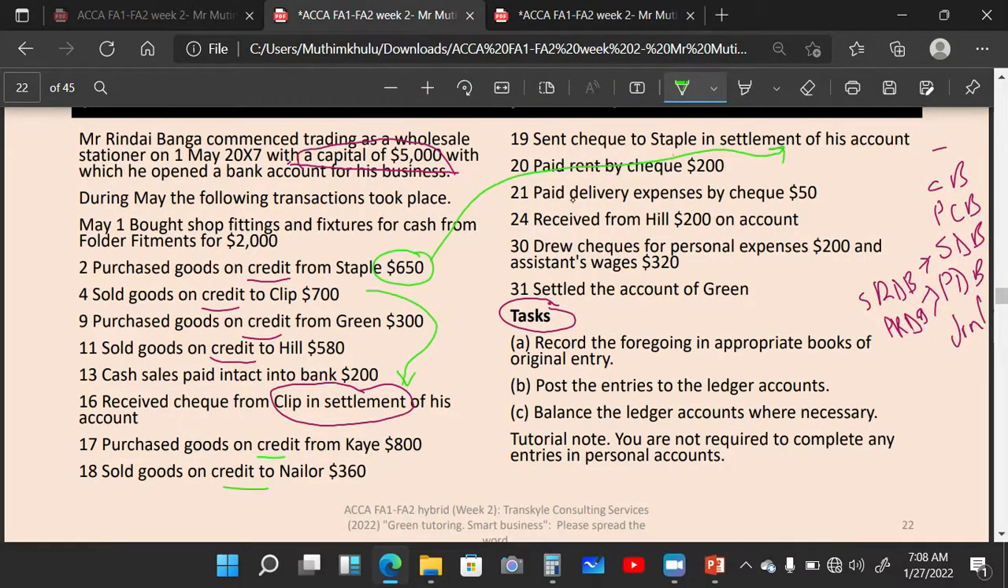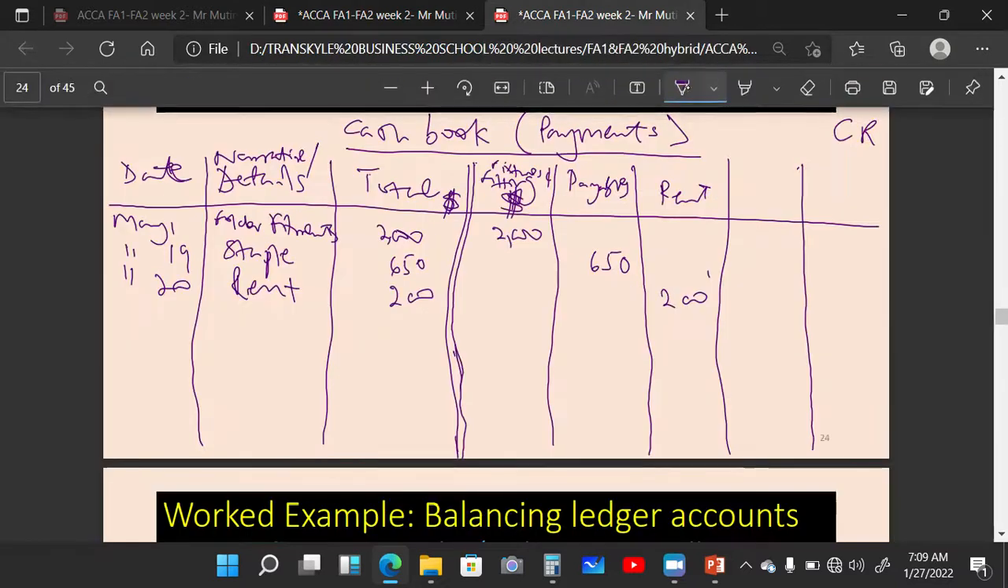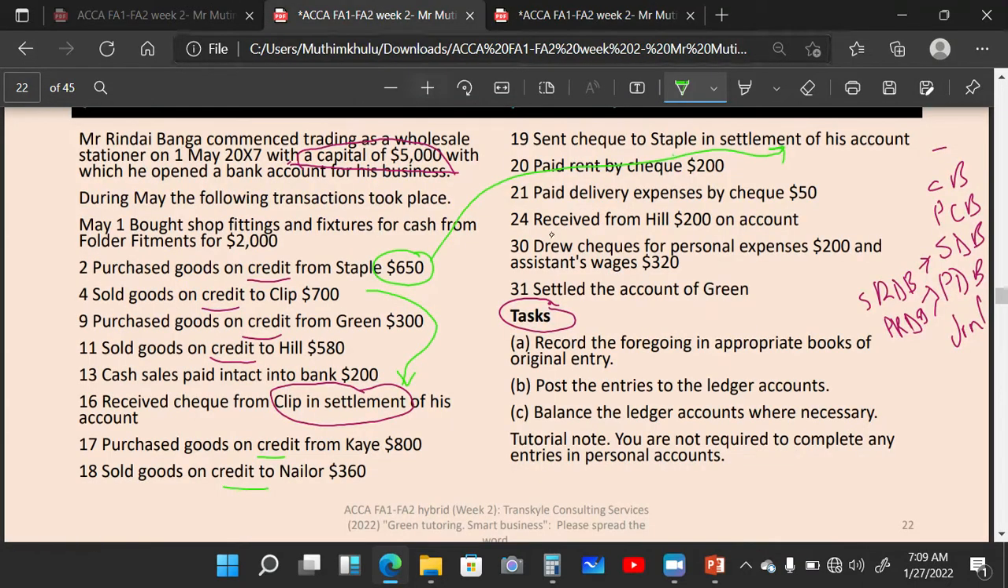On the 21st, paid delivery expenses by check, $50. Delivery expenses. Remember, these are payments. 50 bucks. You go to delivery. Seems we've got so many payments to write about.